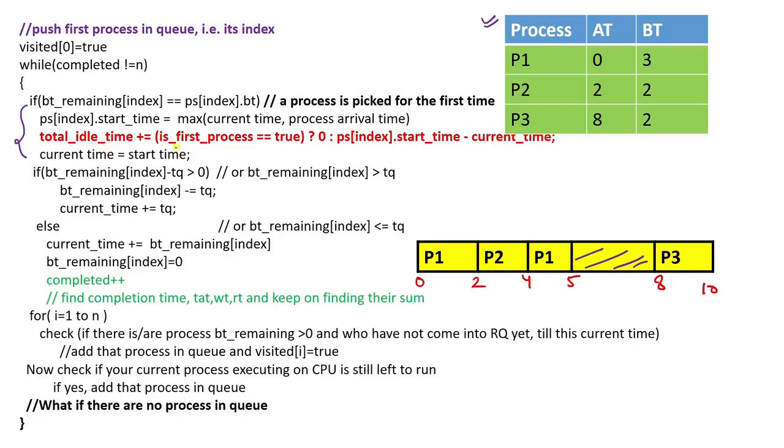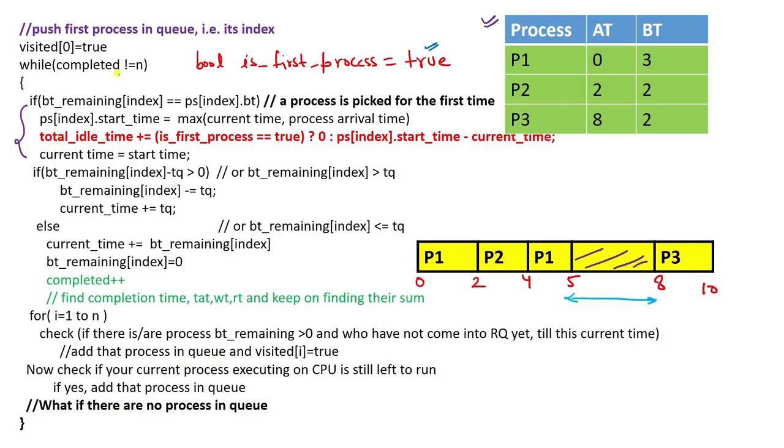We have another variable, first process, which is a boolean type variable that can be true or false. Initially it is true. According to our example, the total idle time is 3 units. Our total idle time can be computed in between here. If you want to compute the total idle time between P1 and P2, it will simply be 0, right?